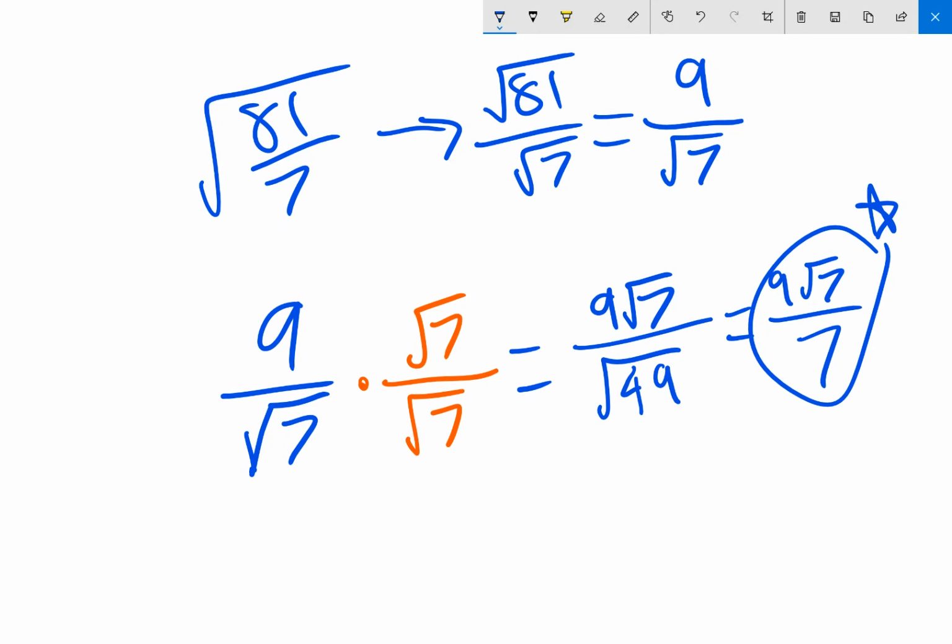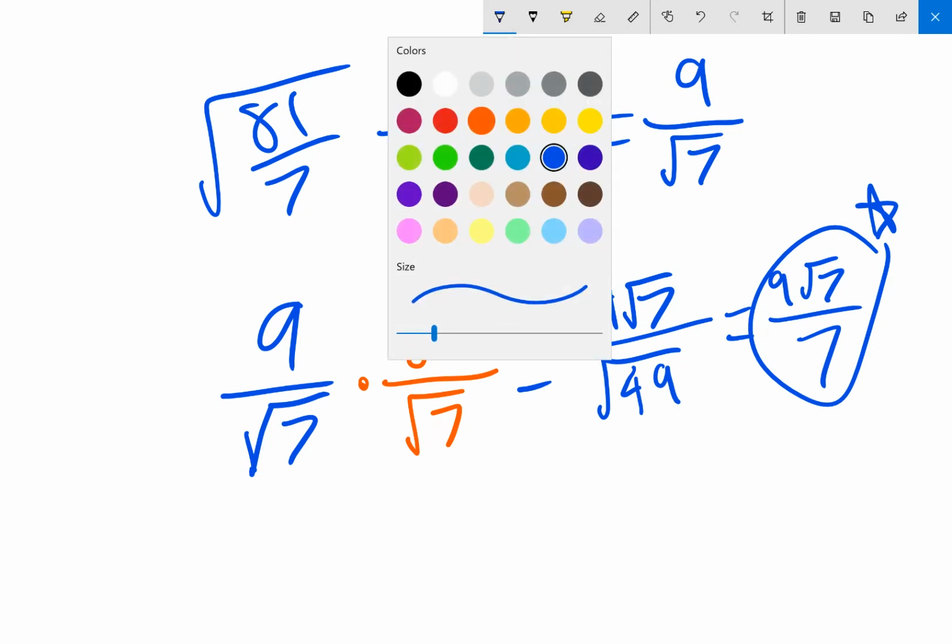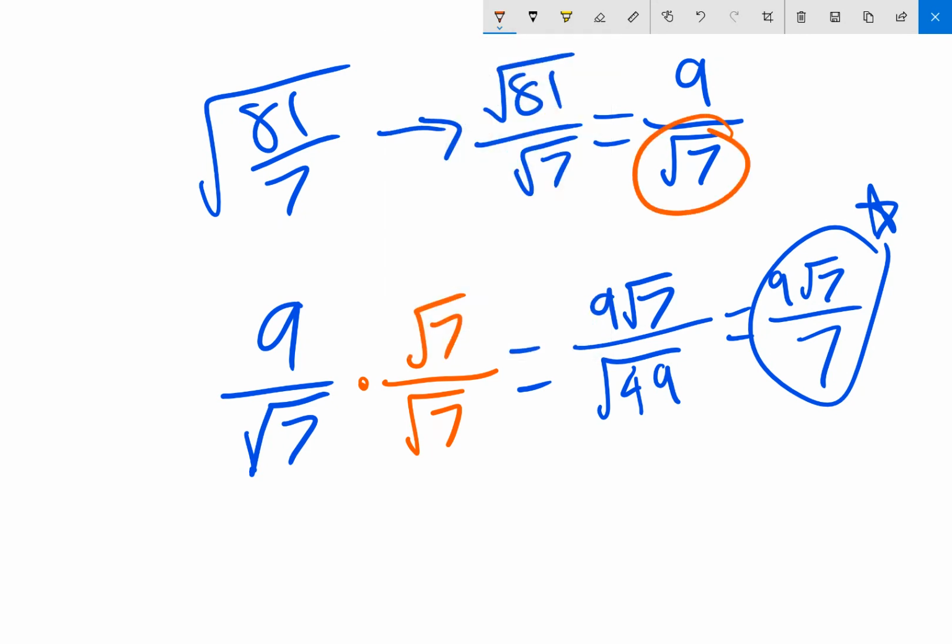So remember, you're not supposed to have radicals in the denominator. So if you get a radical in the denominator and it doesn't simplify, you've got to go through this process here to try to make that perfect square so the radical is no longer in the denominator.